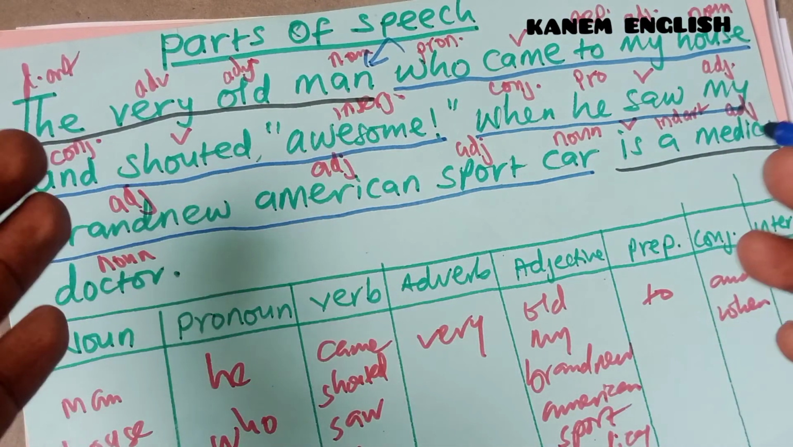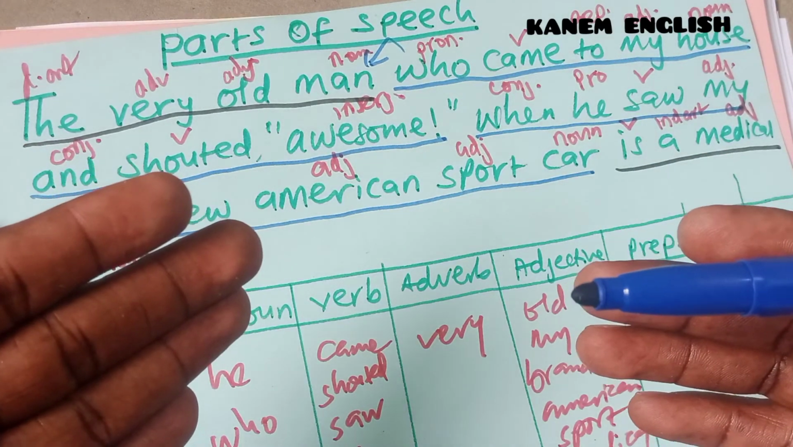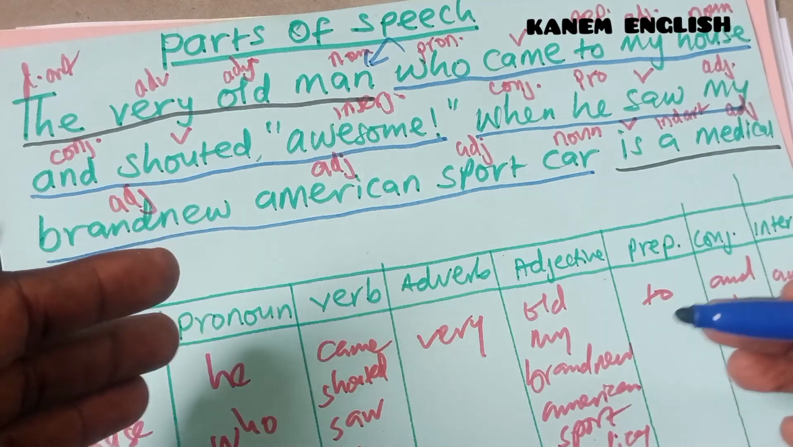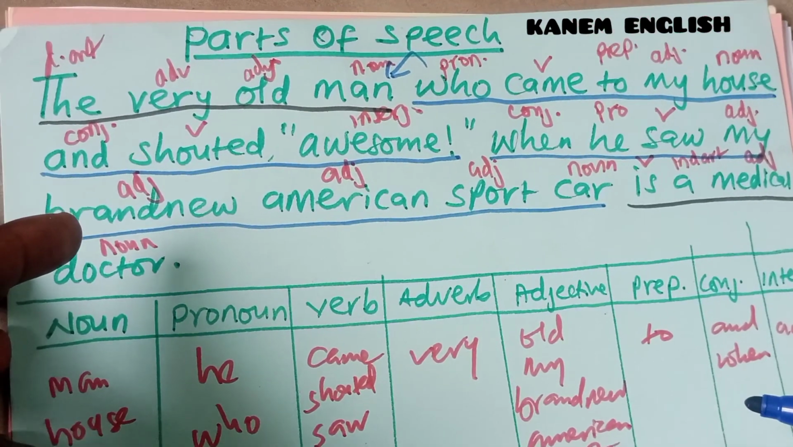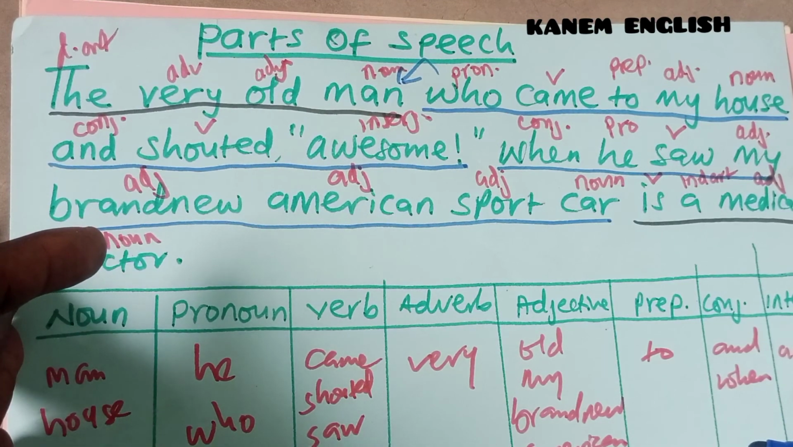So this is how we analyze the whole sentence, and we have also identified the dependent clauses and the independent clause. And that is the end of today's lesson, and I hope you have enjoyed it.